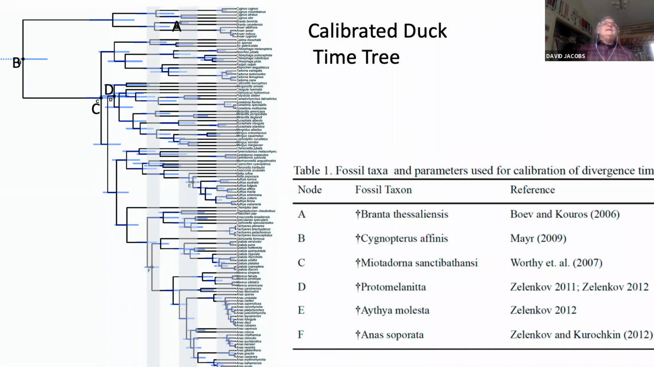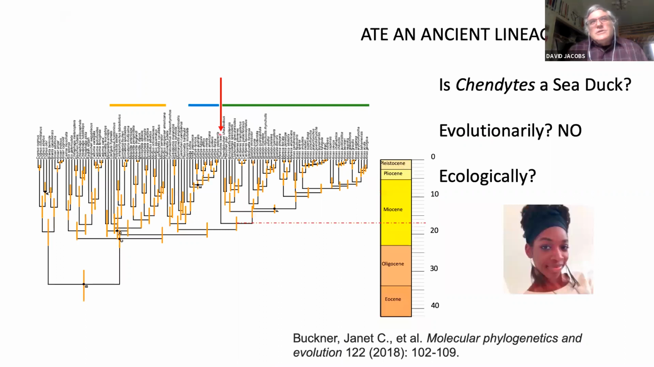We can then go and date the tree we generated with these data and all of the other mitochondrial data from ducks, of which there is a lot, using various fossils. And we come to the conclusion that Chendytes separated from the dabbling ducks about 17 million years ago. What we can then also conclude is that folks got to California and they ate an ancient relictual lineage, and that evolutionarily Chendytes is not a diving duck, but is it ecologically a diving duck?